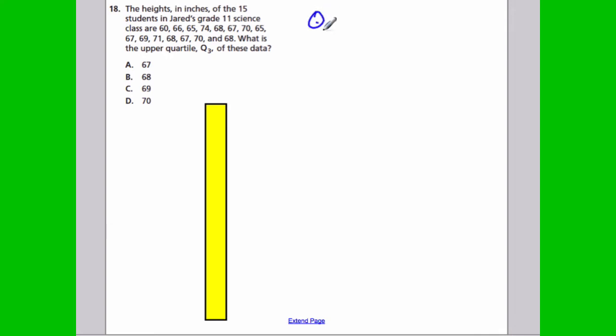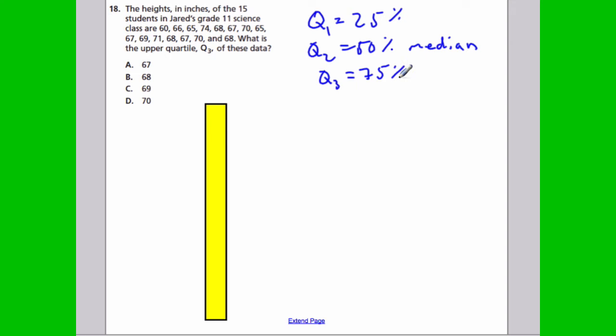Quartile 3. Quartile 1 is our 25th percentile. Quartile 2 is our 50th percentile, otherwise known as our median, or the middle number. And quartile 3 is our 75th percentile, or what we call third quartile. Couple different ways of doing this.